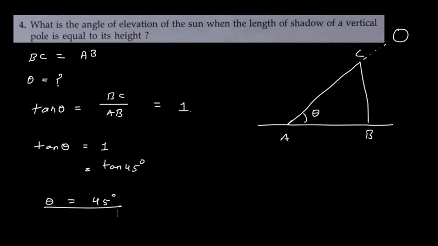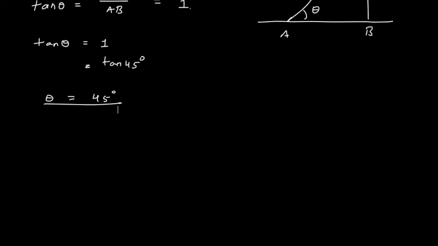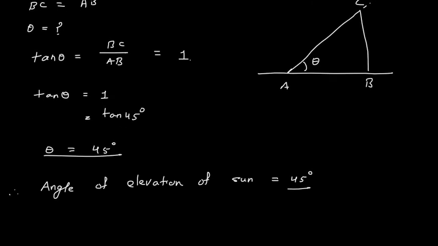So therefore we can say that the angle of elevation of the sun. What is the angle of elevation of the sun? Therefore, the angle of elevation of the sun is equal to 45 degree. Angle of elevation of the sun is 45 degree. Simple.